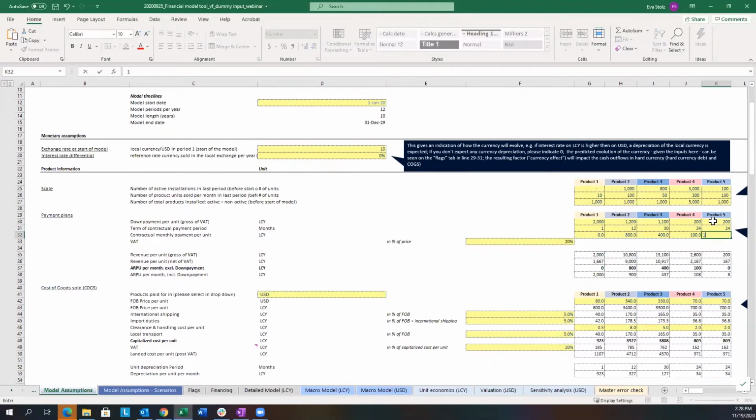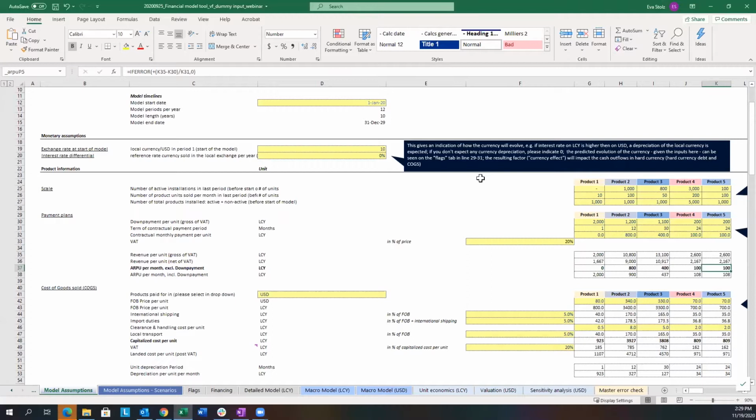And here, let's also say it's 100 in local currency. And then what you can see here is that the model automatically calculates the revenue per unit, plus the VAT, the revenue per unit net of VAT, and then the average revenue per unit per month, excluding a down payment, and the average revenue per unit per month, including the down payment. And this is what flows into the detailed model then.